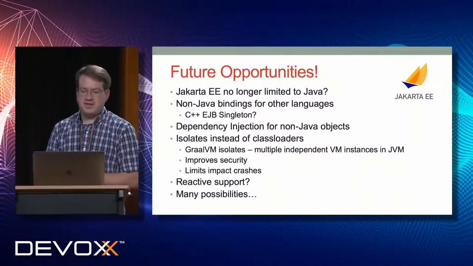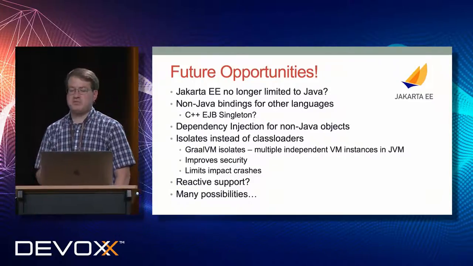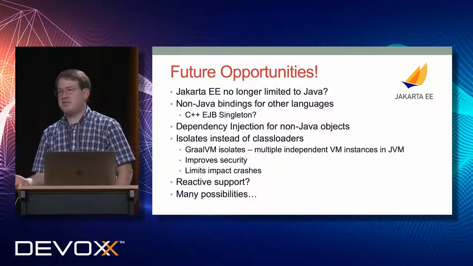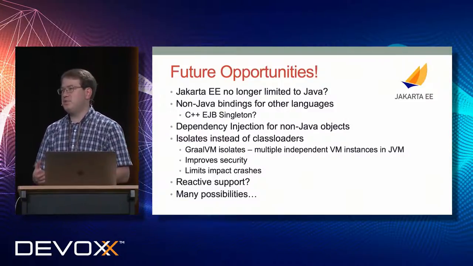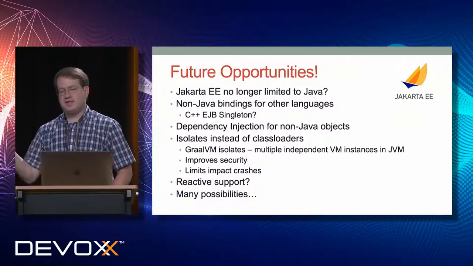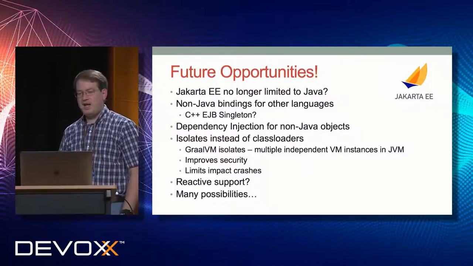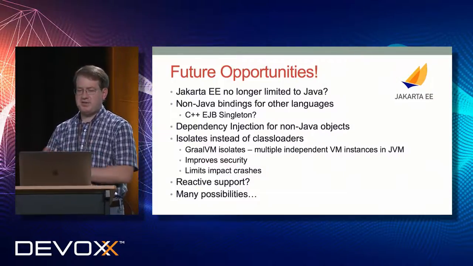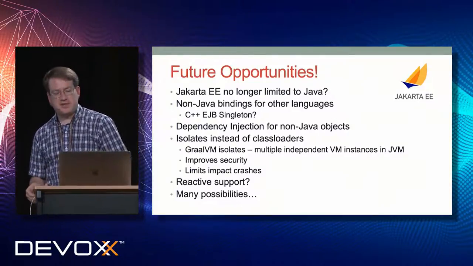An isolate allows you to have multiple independent VM instances within the JVM that you can control. It improves security. It also means that if one of them crashes, it doesn't take down everything. Right now, your Java EE containers are implemented using class loaders, where each application basically gets its own class loader. If the containers were re-implemented differently using isolates, this would actually allow the applications to be completely isolated and improve fault tolerance, etc.